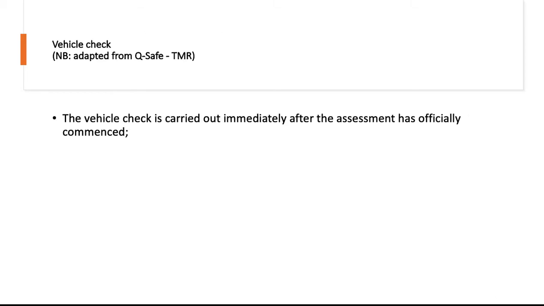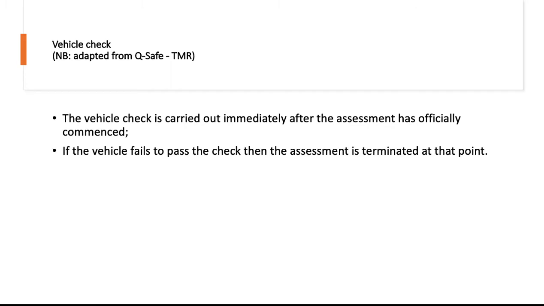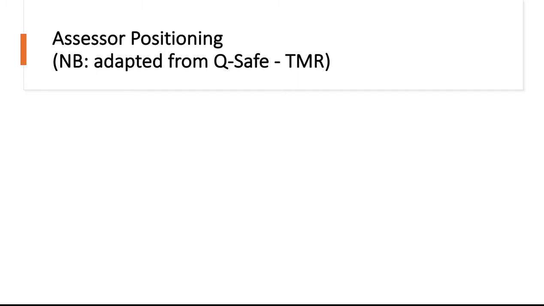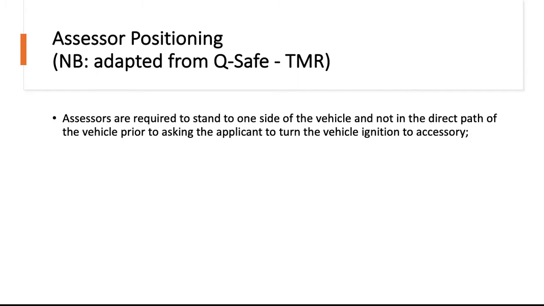Vehicle check. The vehicle check is carried out immediately after the assessment has officially commenced. If the vehicle fails to pass the check, then the assessment is terminated at that point. Assessor positioning. Assessors are required to stand to one side of the vehicle and not in the direct path of the vehicle prior to asking the applicant to turn the vehicle ignition to accessory.